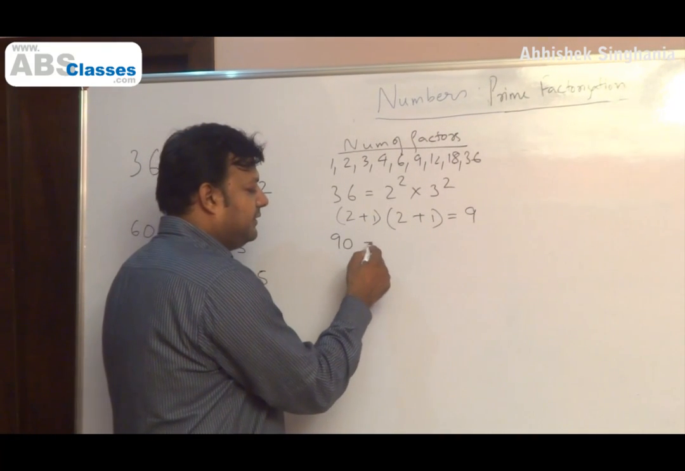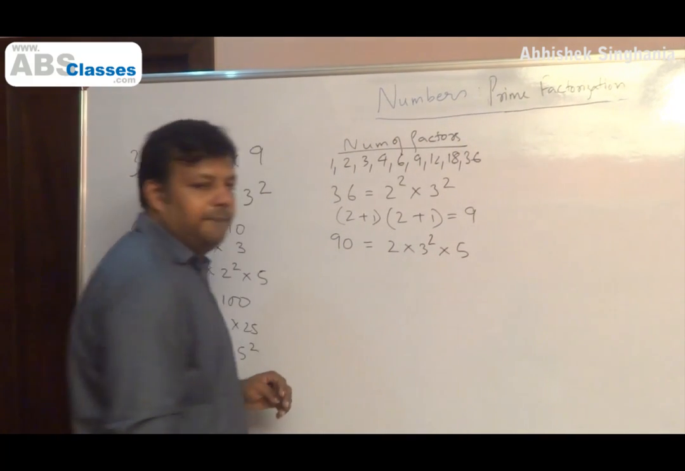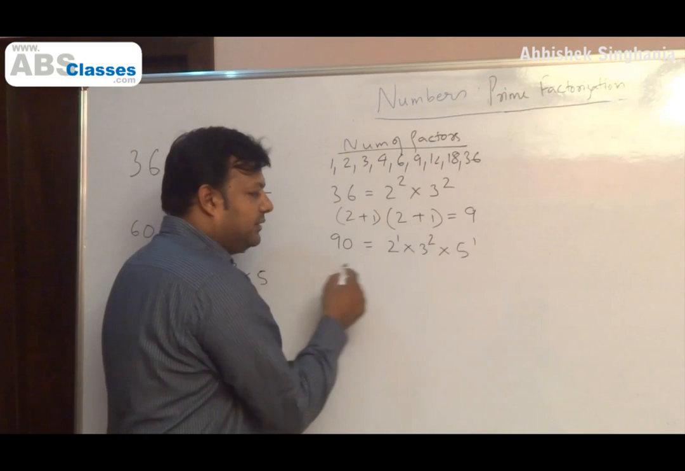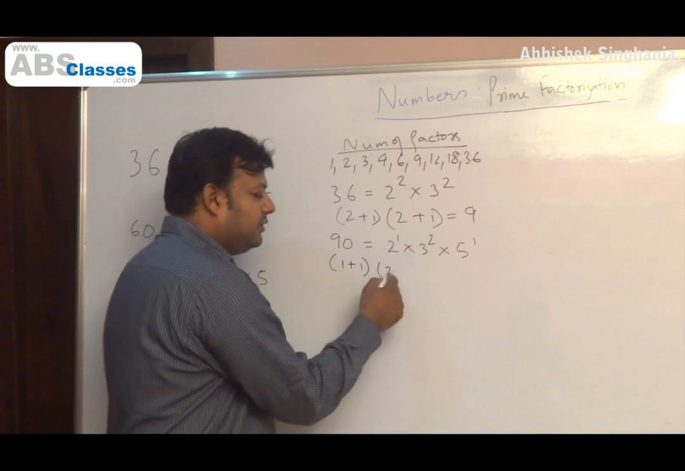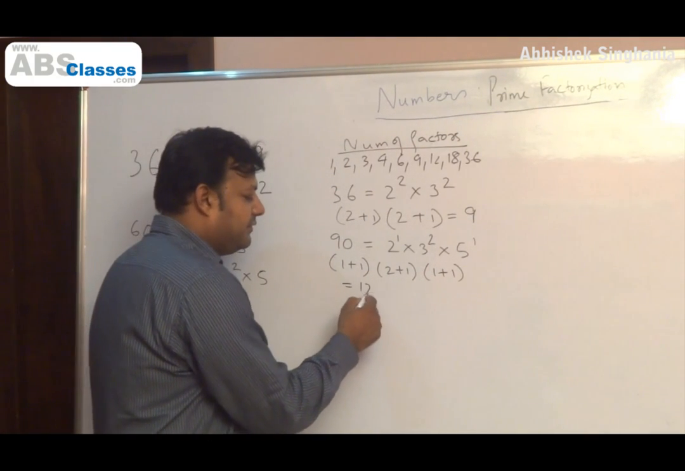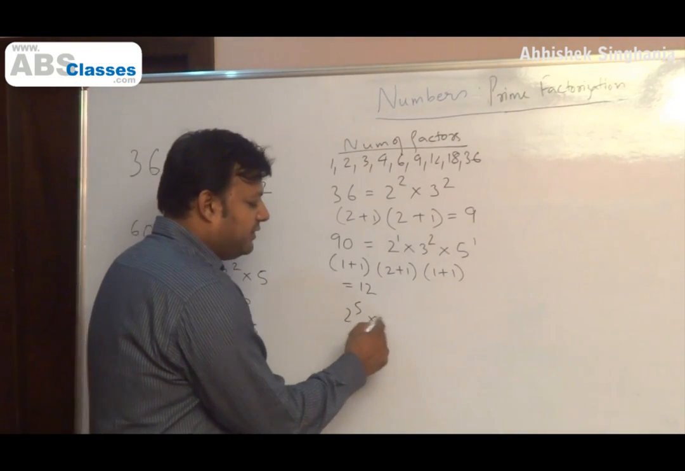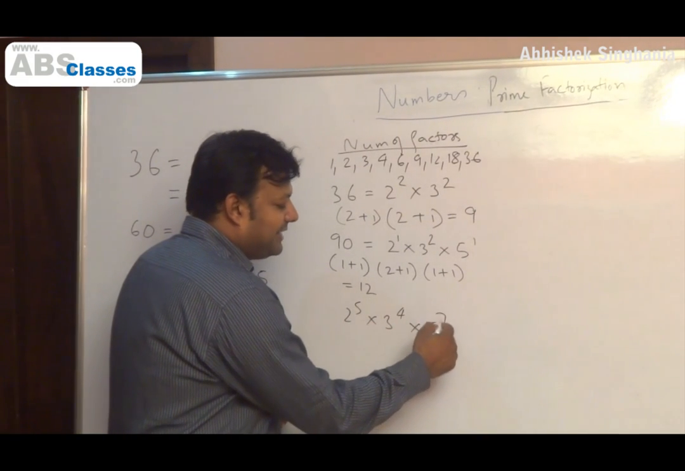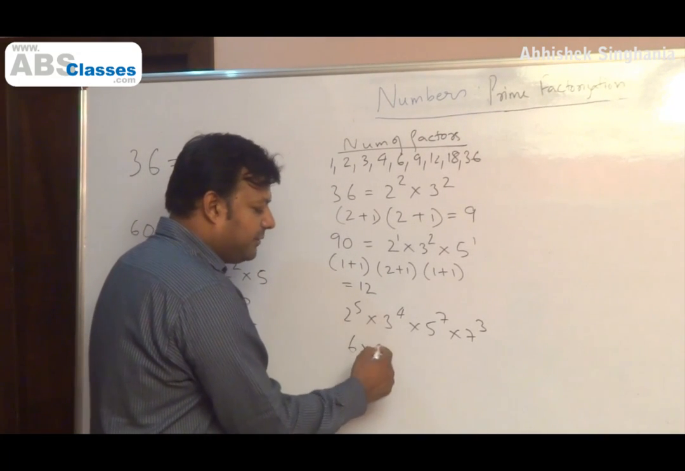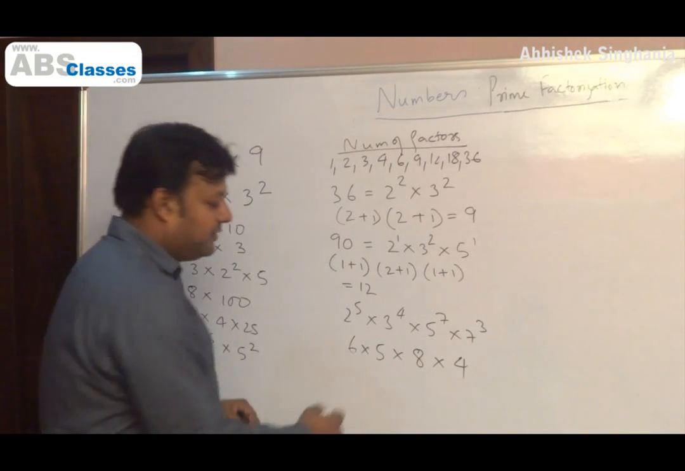Right? Say for example, say 90. 90 can be written as 2 into 3 square into 5. So number of factors of 90 will be, power of 1, 2 and 1. So the number of factors will be 1 plus 1, 2 plus 1 and 1 plus 1, which is equal to 12. So 90 will have 12 factors. For example, say any huge number, 2 to the power 5 into 3 to the power 4 into 5 to the power 7 into 7 to the power 3. How many factors will this number have? 5 plus 1, 6, 4 plus 1, 5, 7 plus 1, 8, 3 plus 1, 4. This will be the number of factors for this number, which comes to 960.